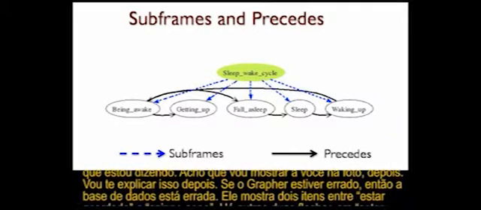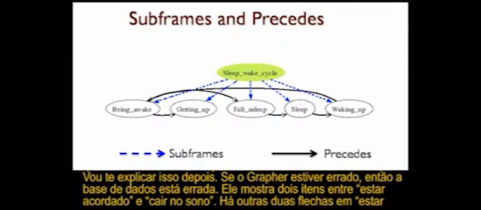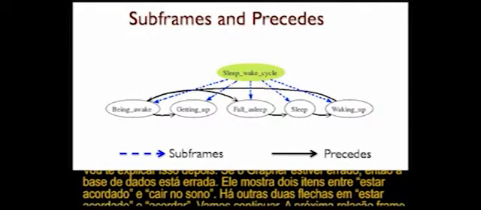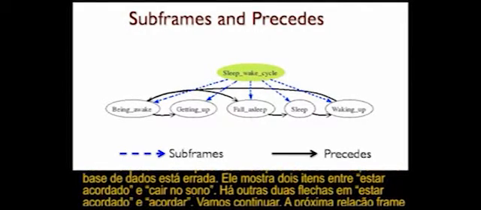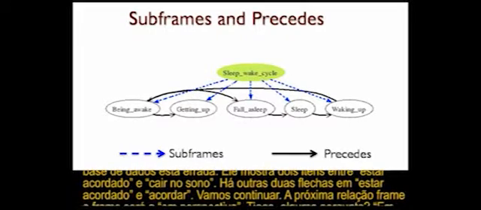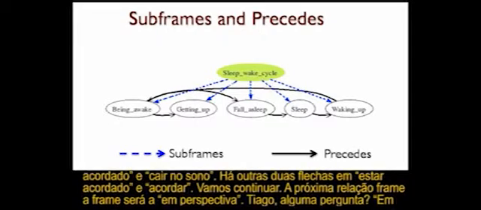If the FrameNet grapher is wrong, then it's wrong in the database, but right now, the FrameNet grapher shows a two-way arrow between being awake and fall asleep. We have another two-way arrow between being awake and waking up. Okay, let's go on.